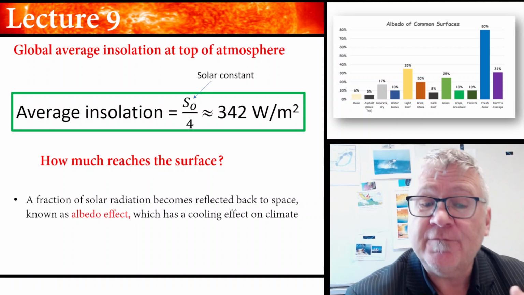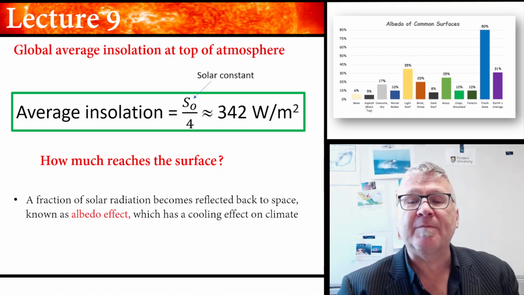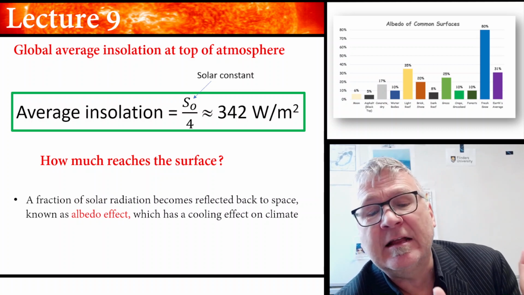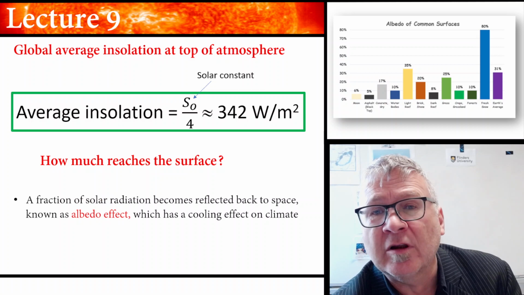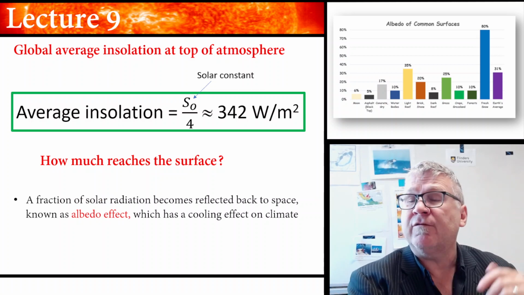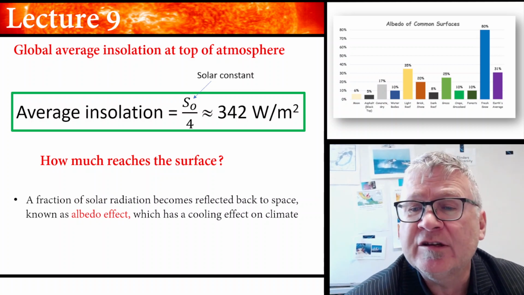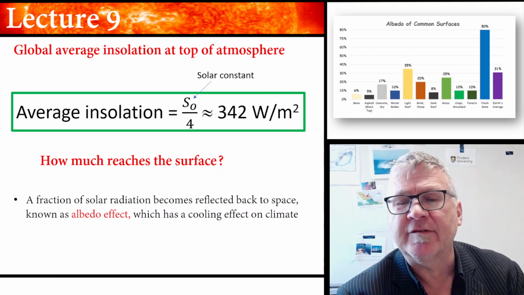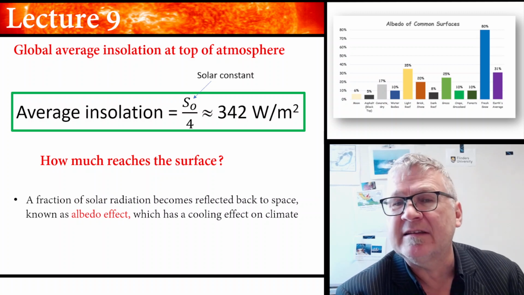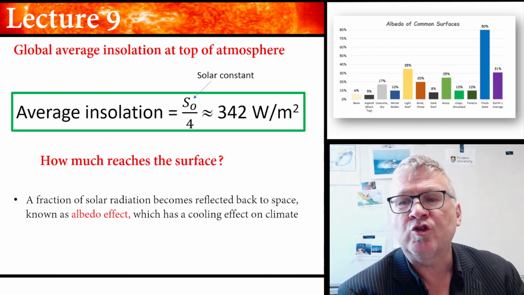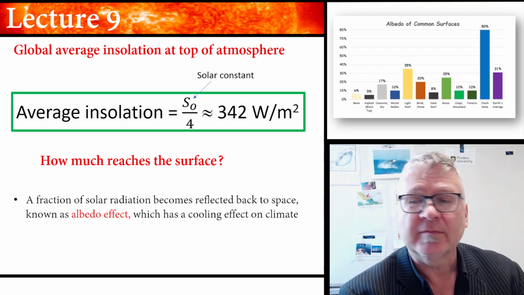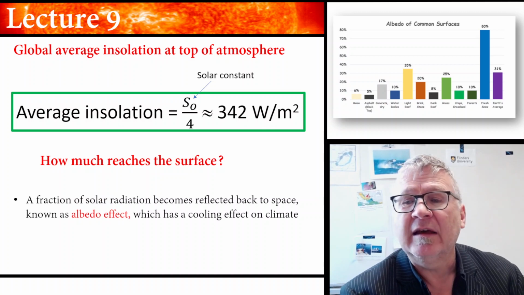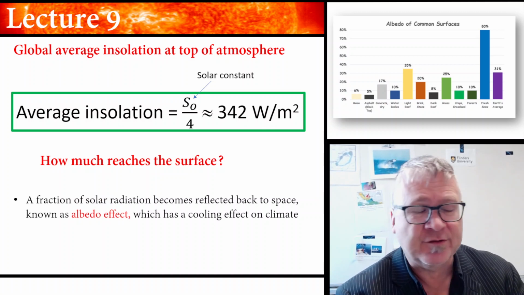So a fraction of solar radiation becomes reflected back to space, known as the albedo effect. And it's clear that the albedo effect has a cooling effect on climate, because it just reflects some part of the solar radiation back. Above my head is the albedo of common surfaces. You can see it's expressed in a range of 0 to 80%. Fresh snow, according to this distribution, has the highest albedo compared to other surfaces like water surface and so on.